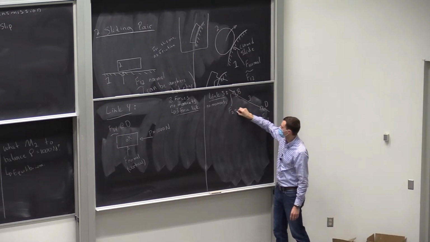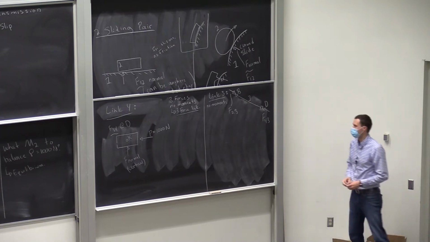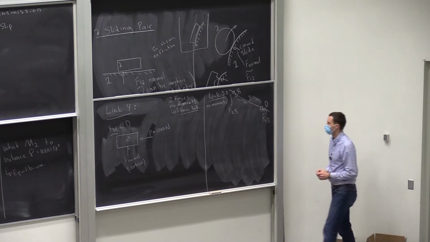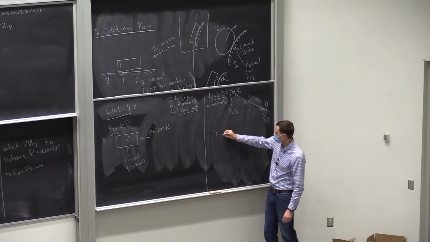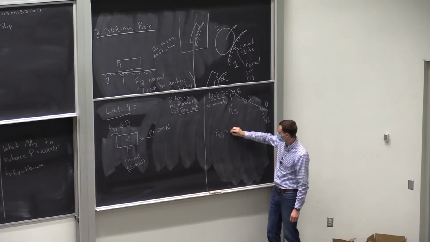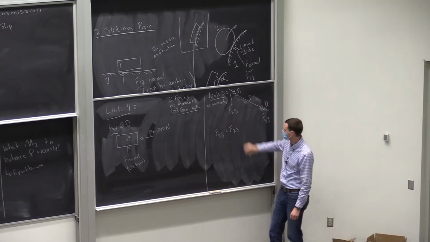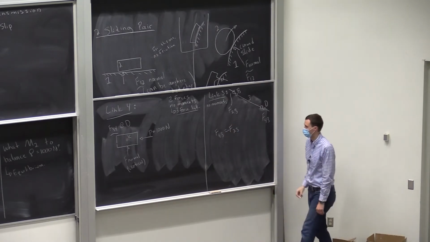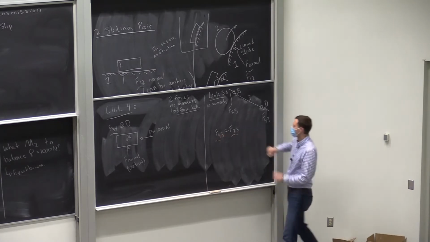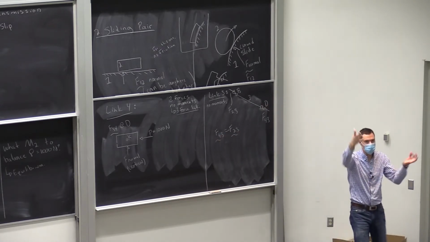Over here we have force from 2 onto 3. So we know these are the same magnitude, but opposite direction. So link 3, it just transmits right through. So yeah, you were right.